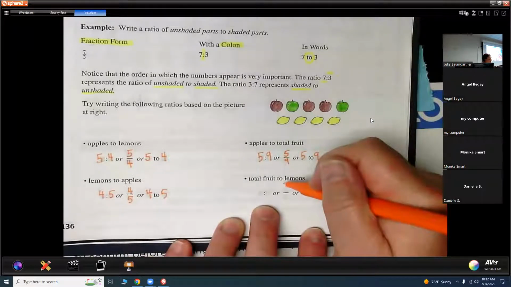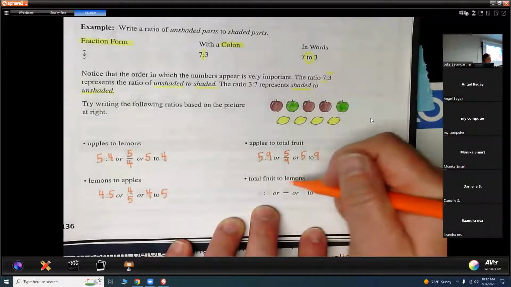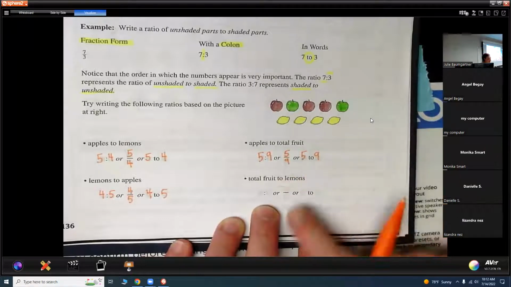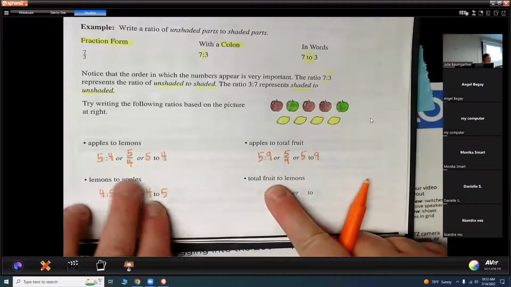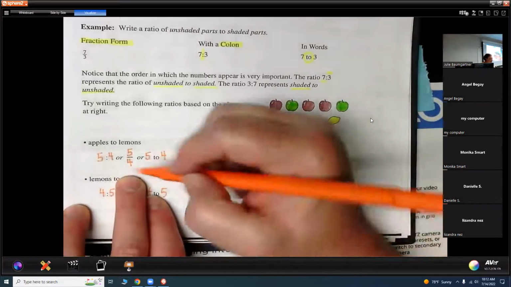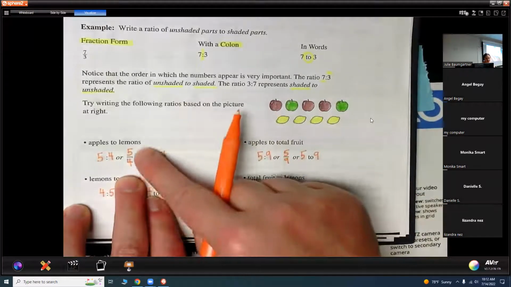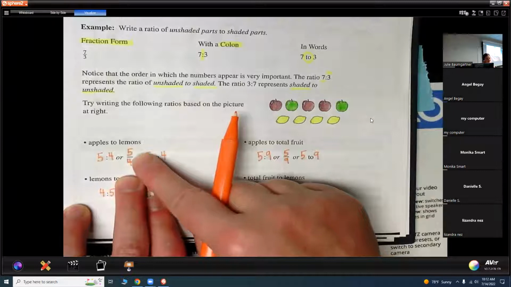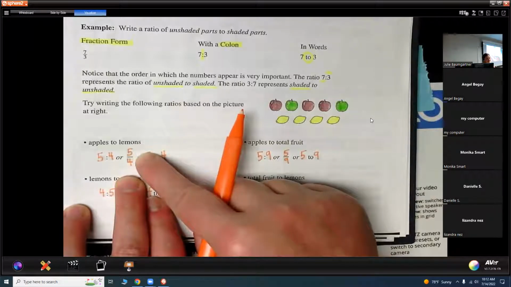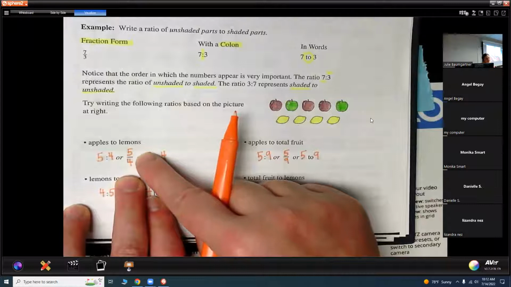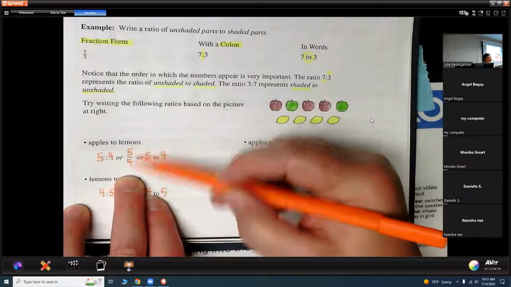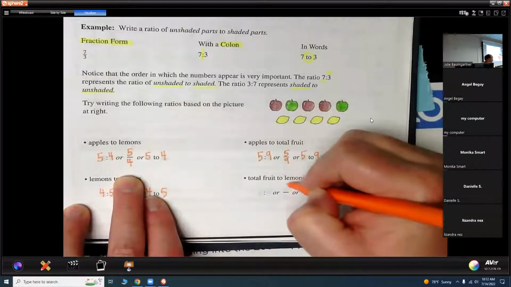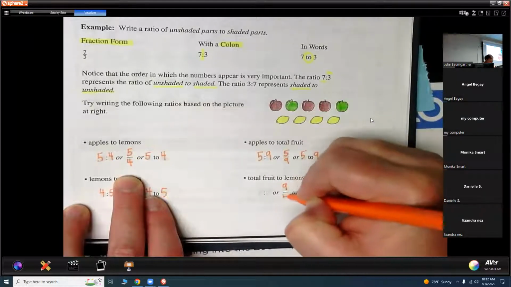Total fruit is 4? 4 to 9. 9 to 4, right? Because remember, 9 to 4. Yeah, total fruit is first. So even if it looks like an improper fraction, when we write it in this style, we still don't want to convert it into a mixed number or anything. So it's okay to represent your ratio as an improper fraction.